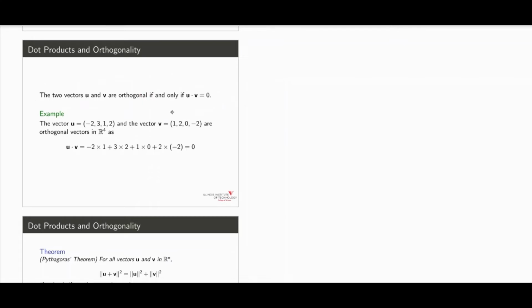So for example, if we give you these two vectors in R4, we can't really imagine what happens, can't really sketch them, but we can still talk about the angle.